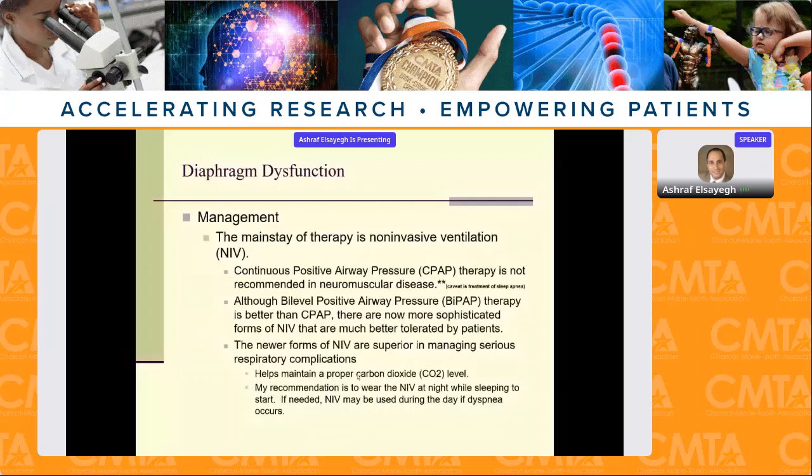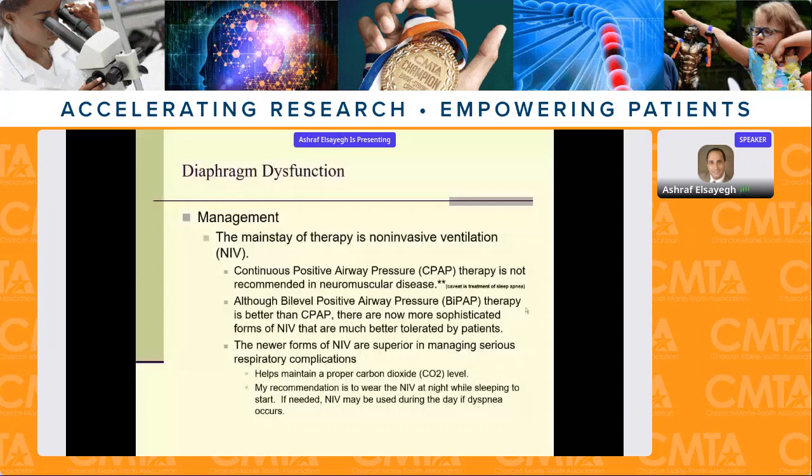And I put a little small writing here. The caveat is only if we're treating pure sleep apnea. I will accept CPAP if the patients are completely asymptomatic otherwise, but only have pure sleep apnea. Otherwise, I recommend something called a non-invasive ventilator.